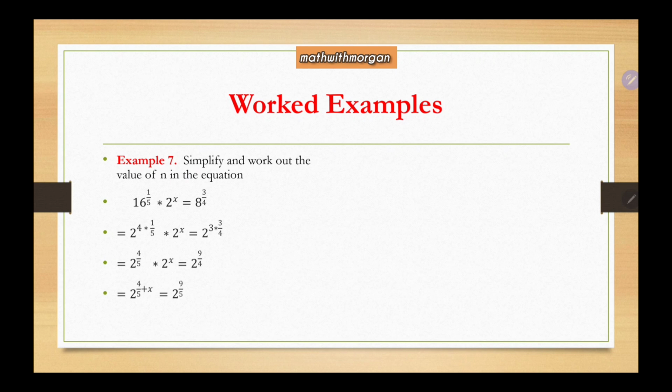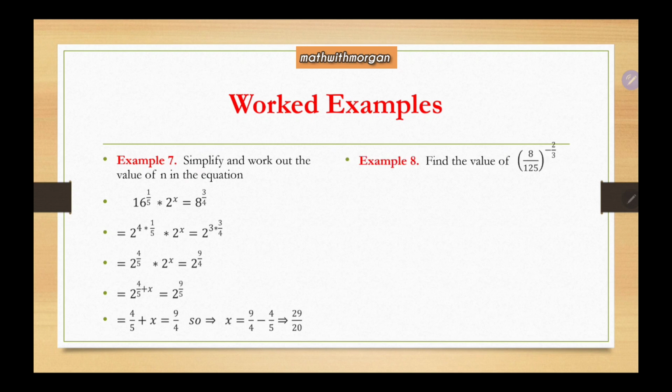And then since the bases still are the same, we're going to equate their powers. So we have 4/5 plus x equal to 9/4. And then finally we find x by simply subtracting 4/5 on both sides. And to do that, you must know how to work with fractions. I'm not going to teach you that in this video, but if you want to, you can leave a request in the comment section. So x will be 29 over 20.